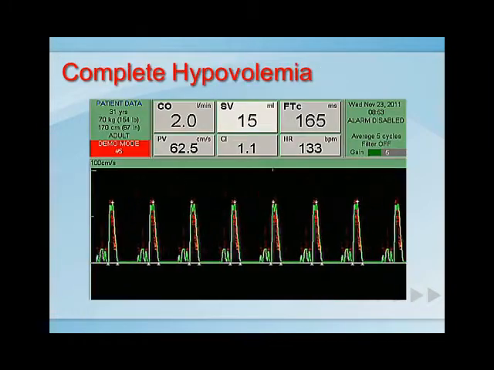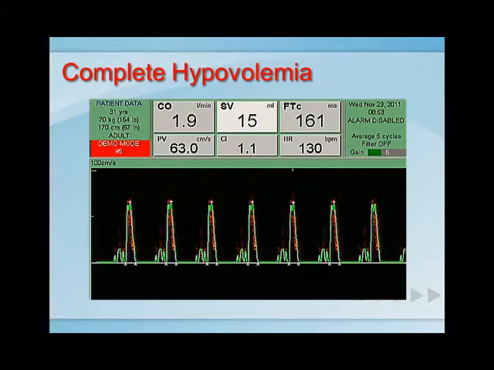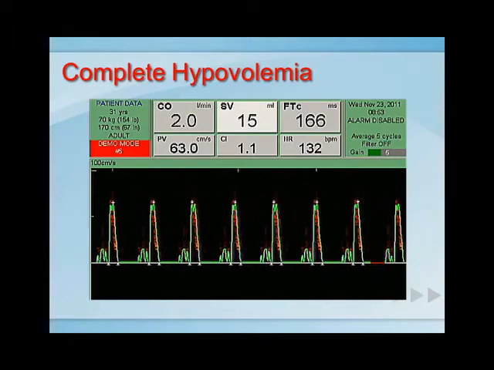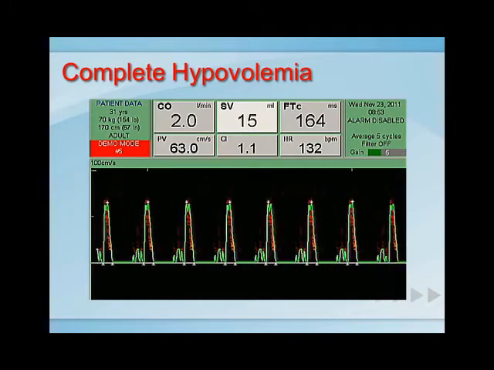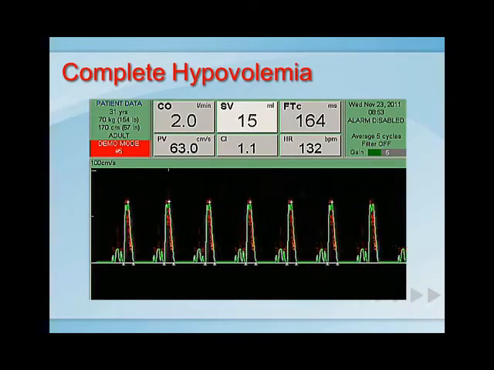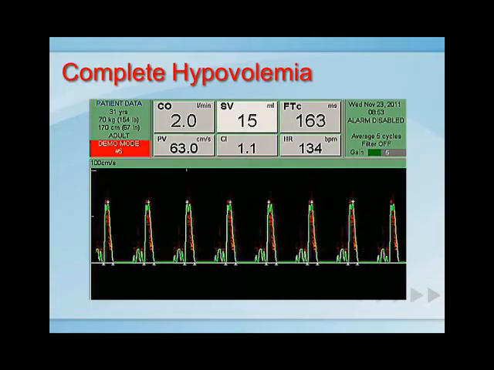This is an example of a patient with complete and massive hypovolemia. Notice the short waveform base, the fast heart rate, the low cardiac output, low stroke volume, and low flow time corrected.